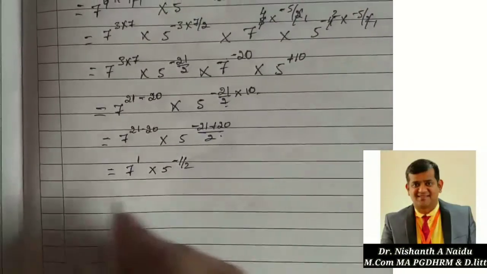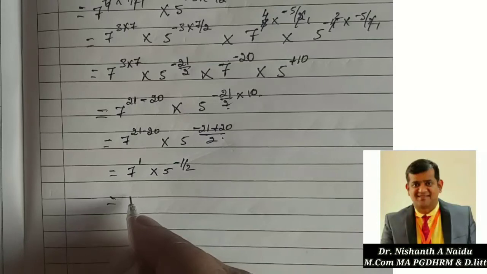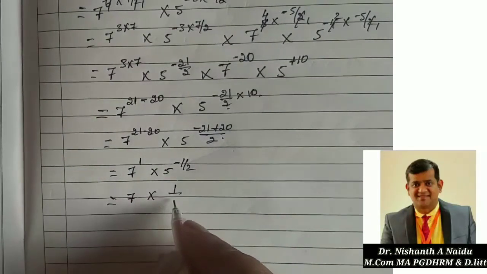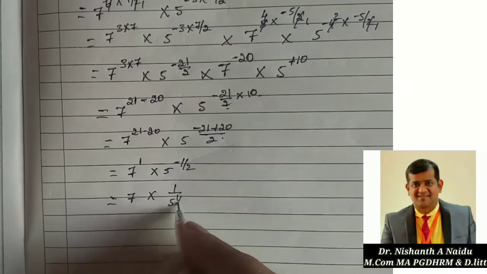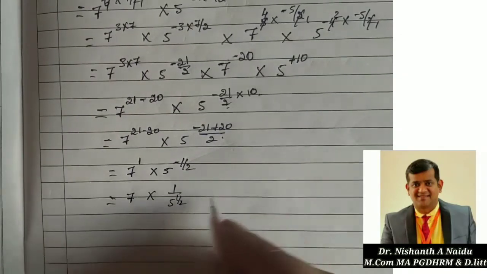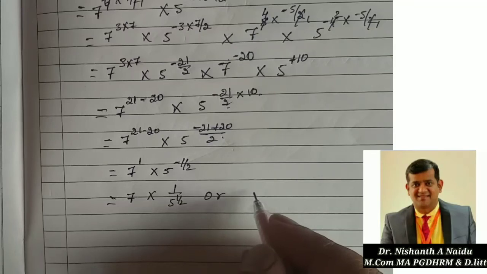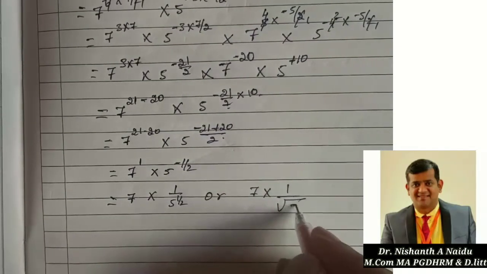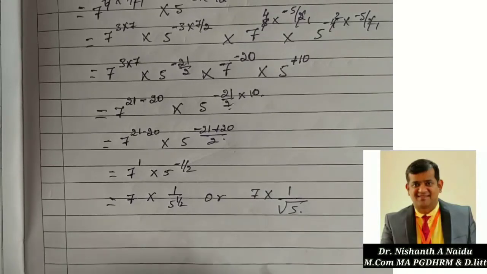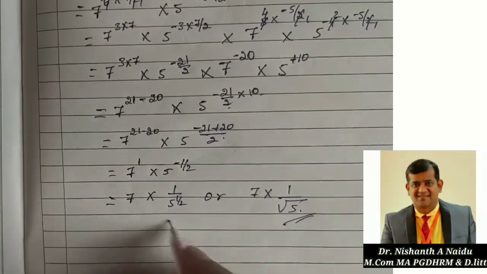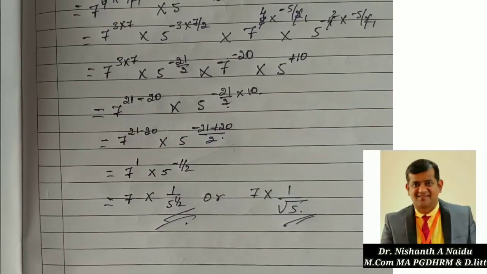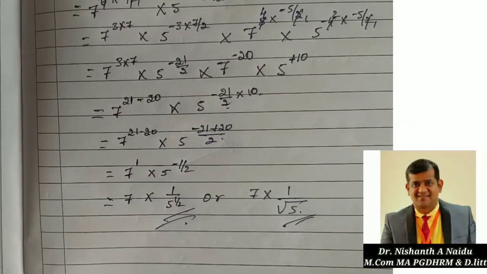So that answer we are going to express as 7 to the power of 1, which is 7, into 1 divided by 5 to the power of half, or we can also express it as 7 into 1 divided by root 5. So any manner you can show the answer. This is the answer for this particular problem. So we'll stop here, we'll continue in the next session.